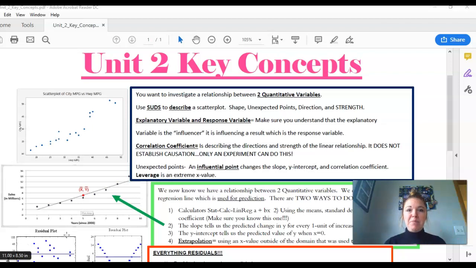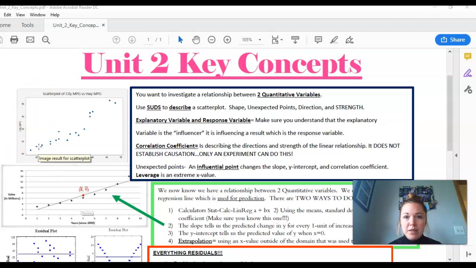So let's get started. Unit 2 is all about bivariate data. What does bivariate mean? 2 variables. In fact, they are 2 quantitative variables. Okay, so the first thing that we did was just said, hey, let's look and let's see what kind of relationship we have. And so over here, you can see we have a scatter plot, right? And we have the highway miles per gallon and city miles per gallon, okay?